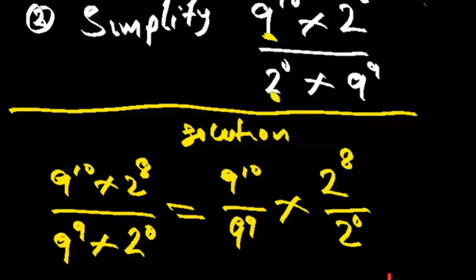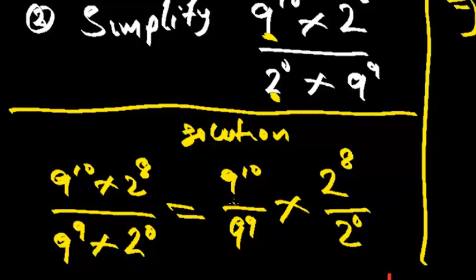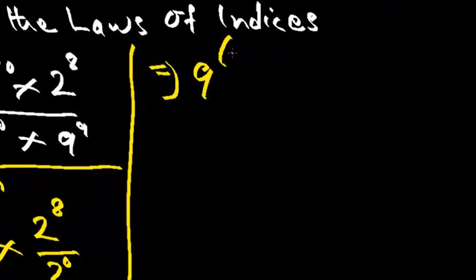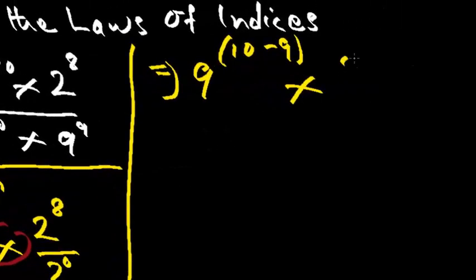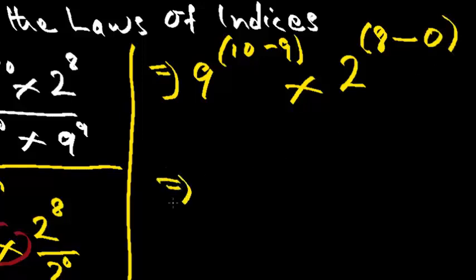Once you do it this way, then by the division law of indices, 9 exponent 10 divided by 9 exponent 9 is going to give us 9, with the exponent of the numerator 10, minus the denominator 9. Now we bring our multiplication here. Now we have times 2, then the exponent of the numerator is 8, minus the exponent of the denominator, which is 0. Now we can proceed from here.